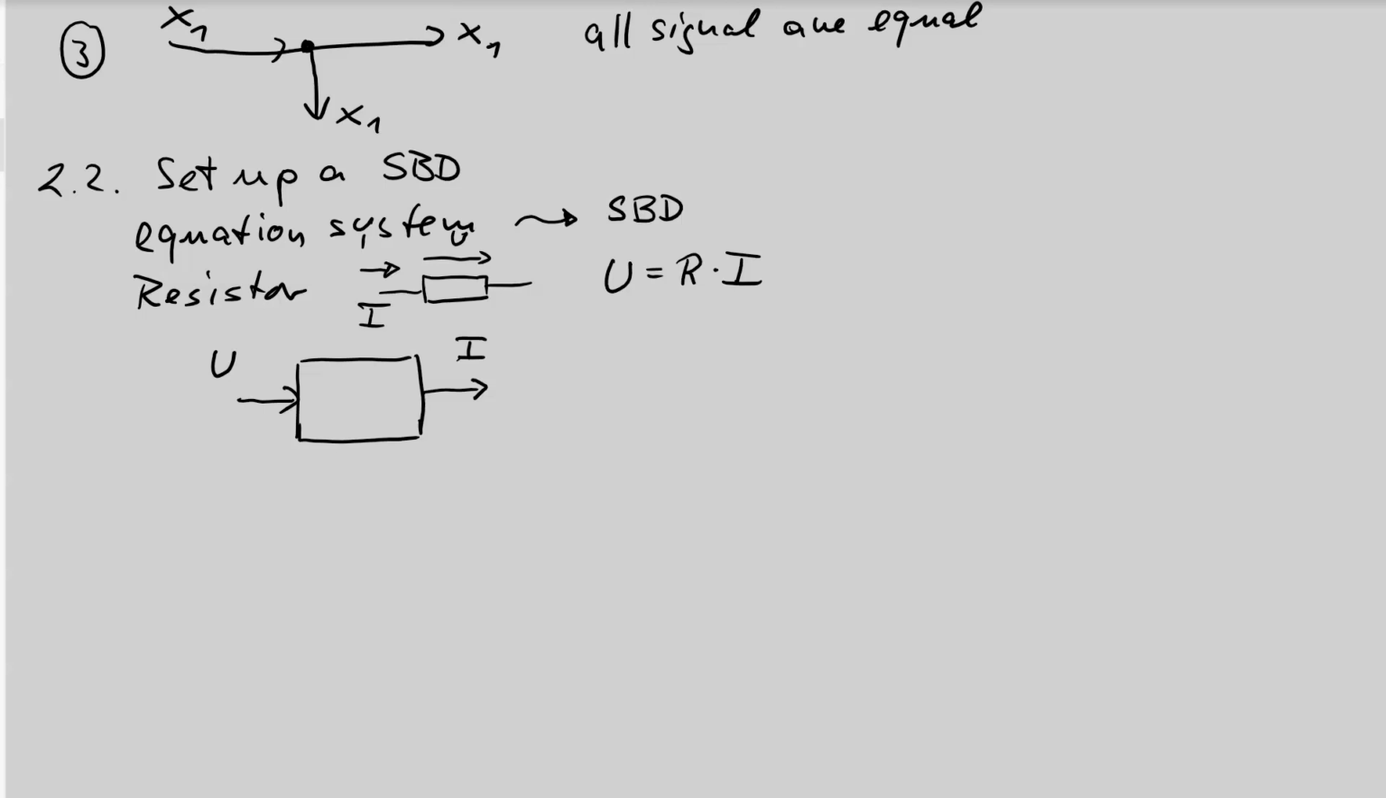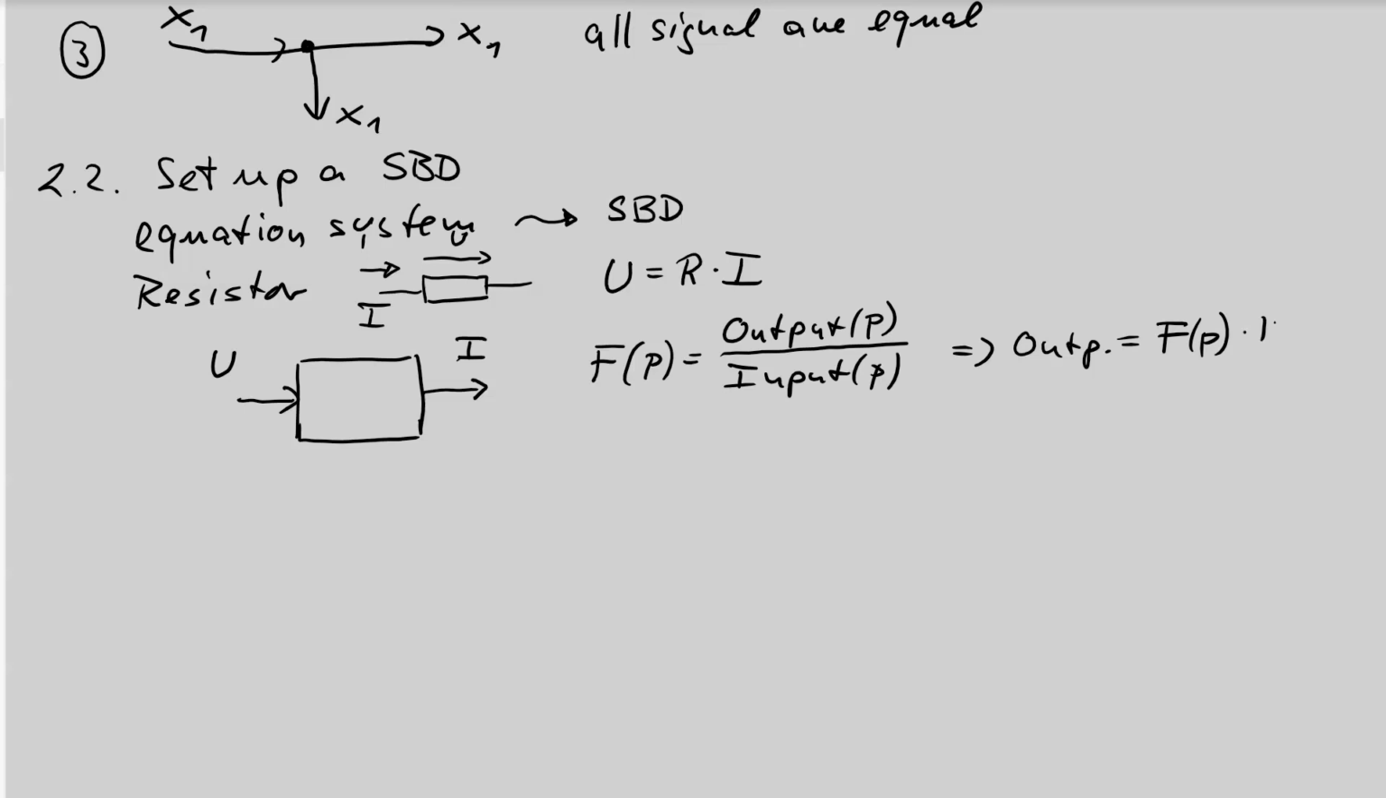And now, very important, the block function is mostly described with the transfer function, and the transfer function of a system is nothing else than the output signal as a function of the complex frequency p, divided by the input as a function of the frequency p. Another way of writing it: the output is the transfer function times the input.